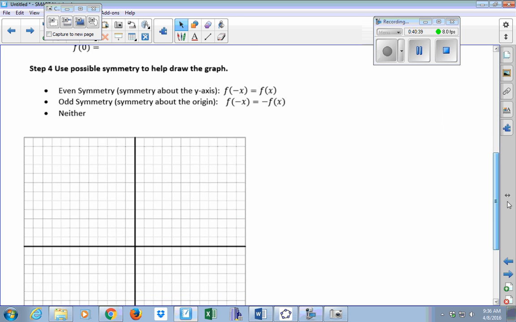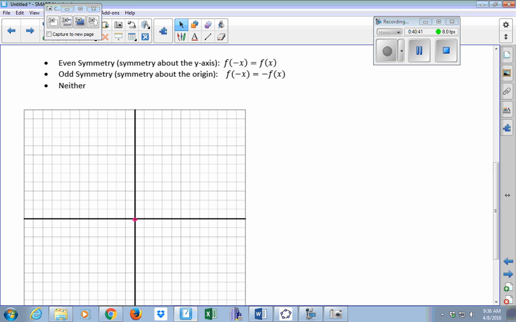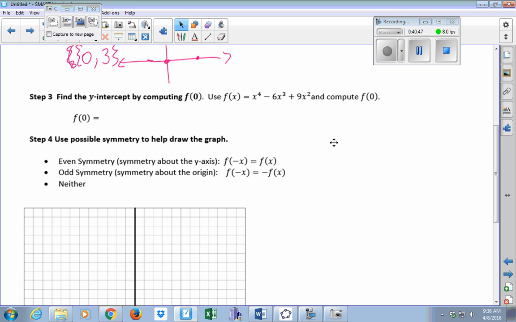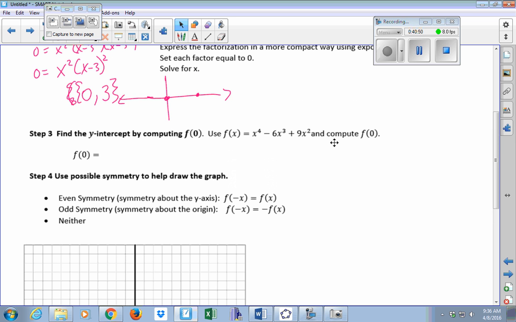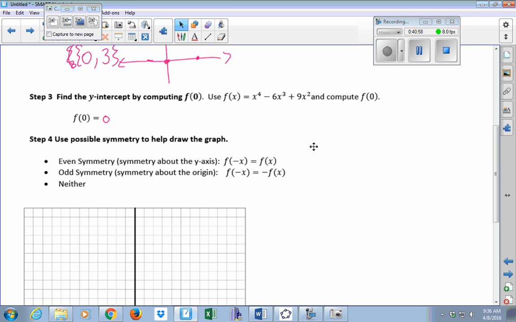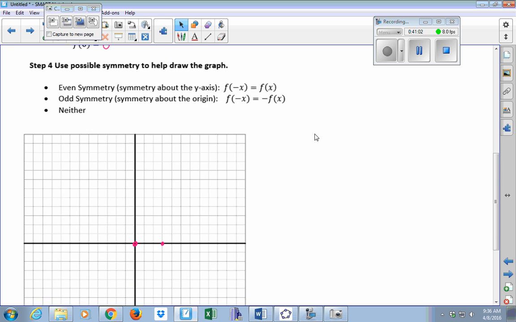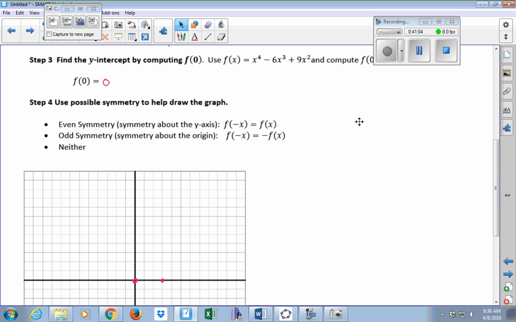So let's put them in here. (0, 0) and (3, 0). Well, it's always good to find your y-intercept. That's when x is 0. But we can see from looking at this, it doesn't have any constant terms. So that means (0, 0) is acting as both the y-intercept and the x-intercept. Right. What do we know about this from the end behavior? We know the right arm's up and the left arm's up.